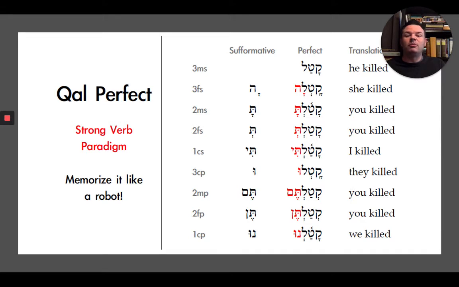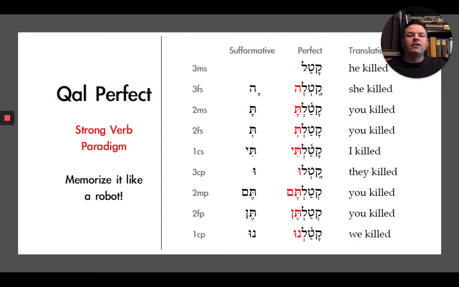So sometimes it will be called the imperfect or the suffixed verb, or actually even more commonly in modern grammars, they'll often refer to it as the qatal verb. So this whole conjugation will be called the qatal, which is just the third masculine singular of this particular paradigm. So qatal, qatalah, qatalta, qatalt, qatalti, qatalu, qetaltem, qetalten, qatalnu.